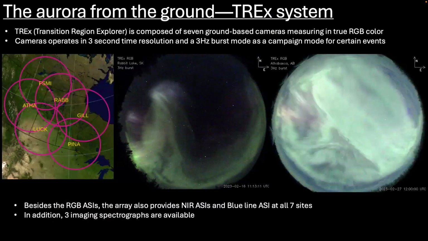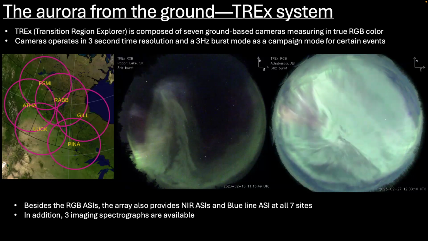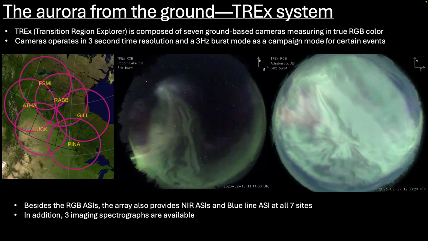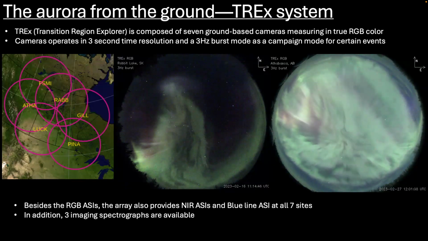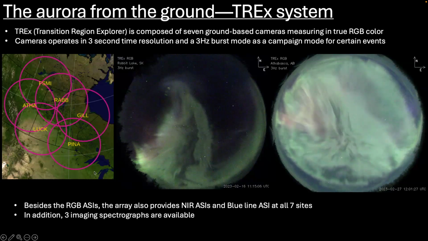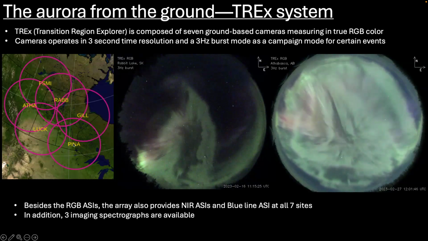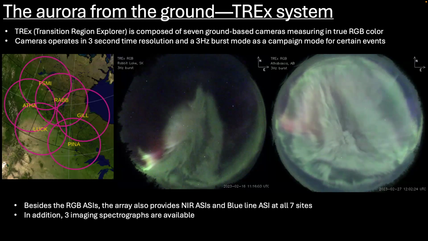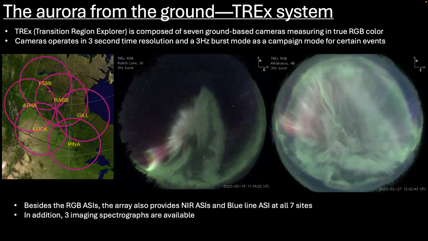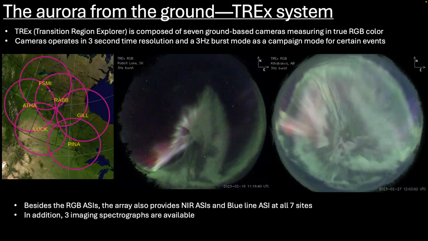When it comes to that high resolution data, we have many instruments. This is one example of an array that has a different type of instruments. So the one that you are seeing here is a Transition Region Explorer from the University of Calgary. This is 7 cameras that are observing the aurora from the ground, and they measure in true RGB color.